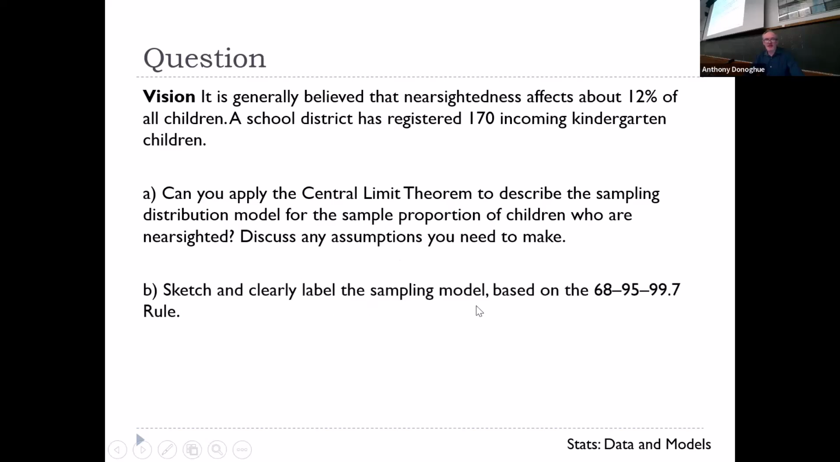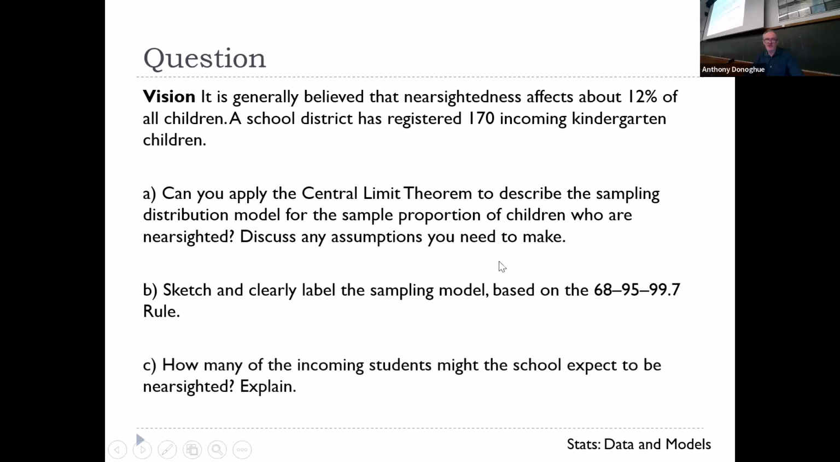Okay, so sketch and clearly label the sampling distribution model based on the 68, 95, and 99.7 rule. And then, how many of the incoming students might the school expect to be nearsighted? Before we look at the solution on the next page, how would you go about sketching this? What do we need to calculate to be able to sketch out this model, the sampling distribution model, the normal curve? What's the key thing we need to calculate? Yeah, get the standard error. So the standard error enables us to construct this, and then we learn how to reason around it.